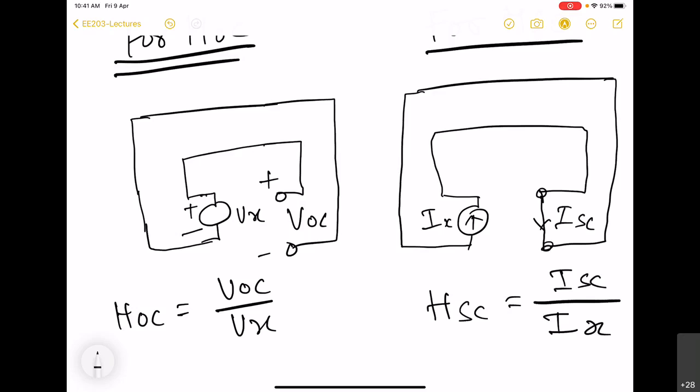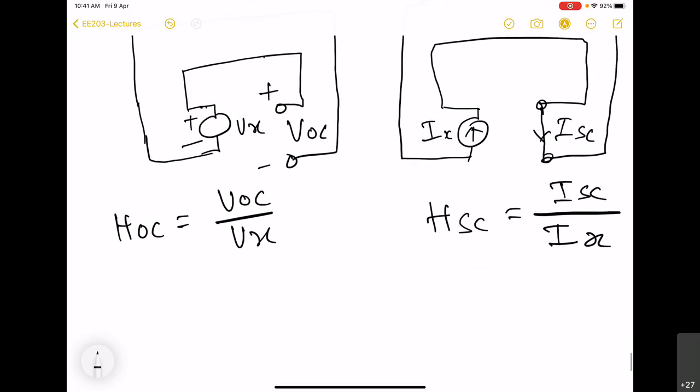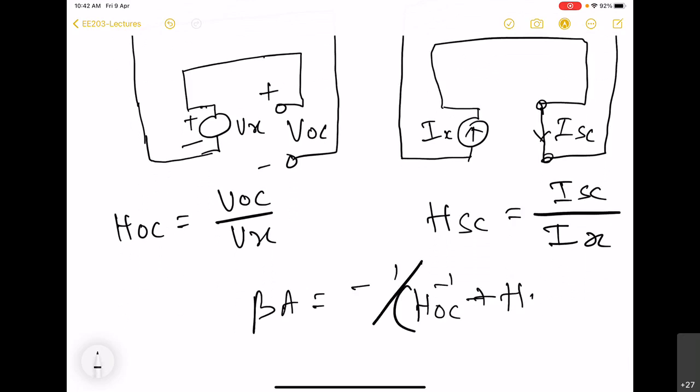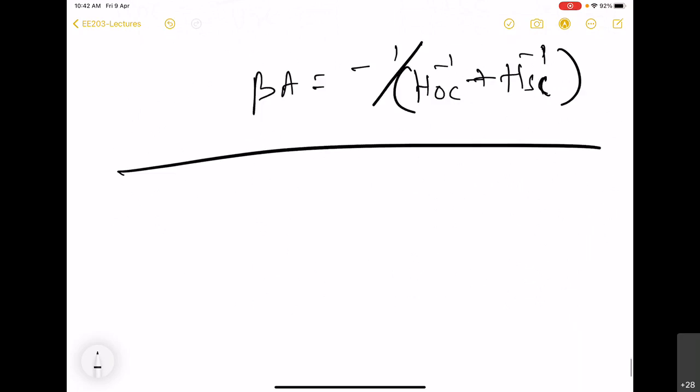So we'll have to carry out these two analyses, but of course usually they are not going to be very difficult, and then beta A is minus 1 by HOC plus 1 by HSC. Now let us return back to example 1.